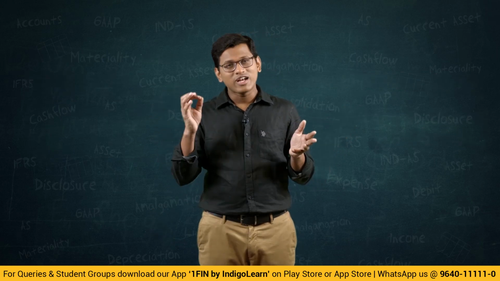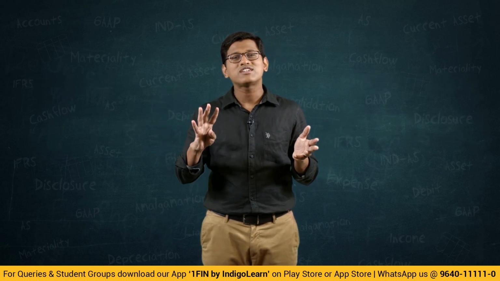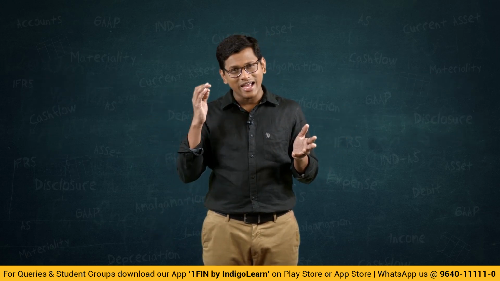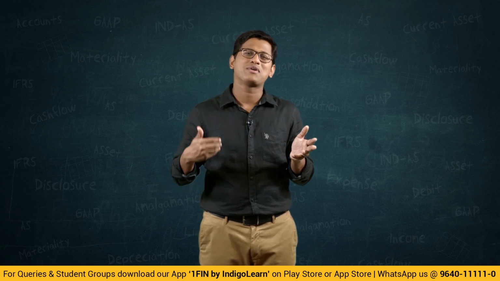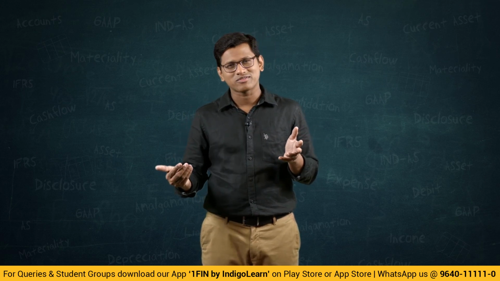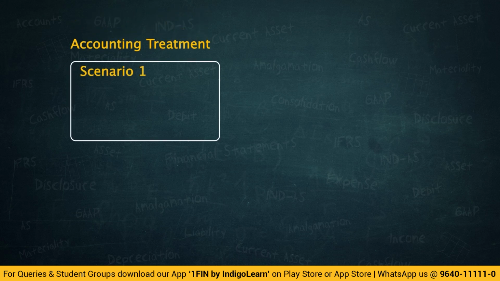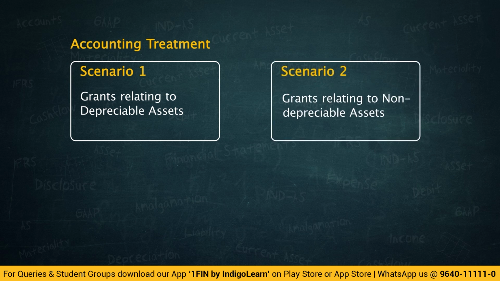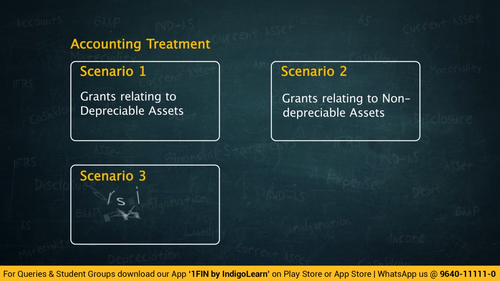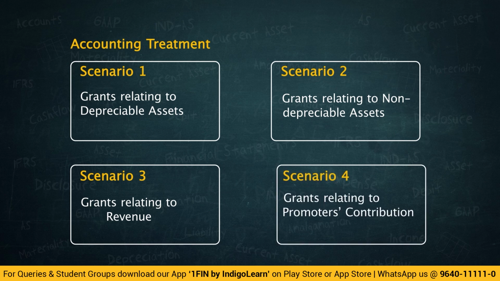So we will now discuss 4 broad situations which we can envisage under this accounting standard and what kind of accounting treatment is recommended by Accounting Standard 12. First one, grants related to depreciable assets. Then grants related to non-depreciable assets. Then grants related to revenue, and finally grants towards promoters' contribution.